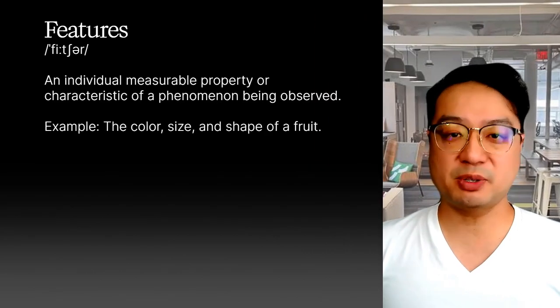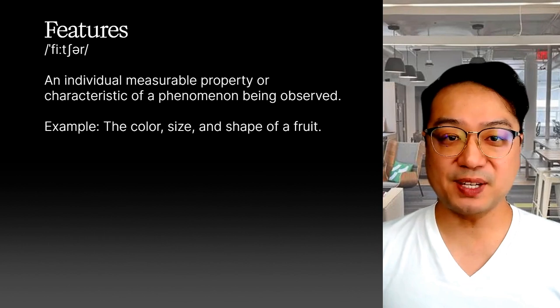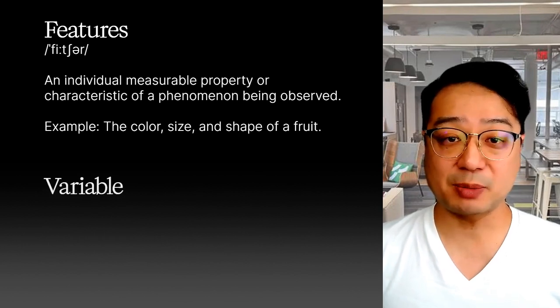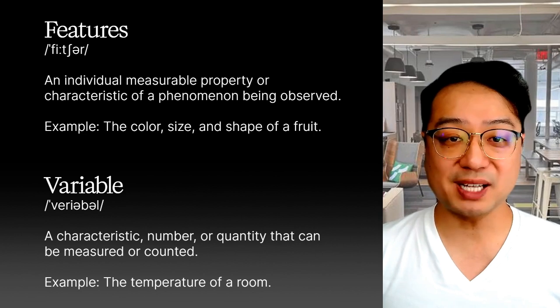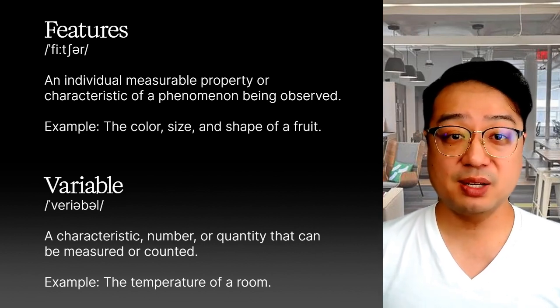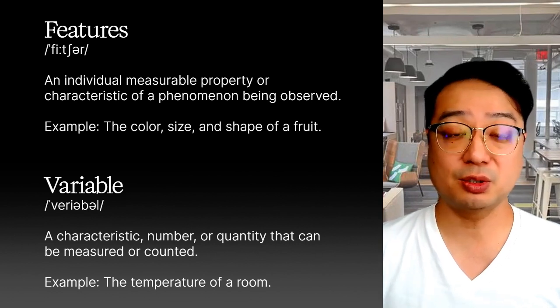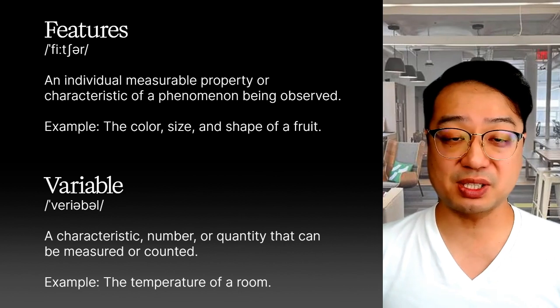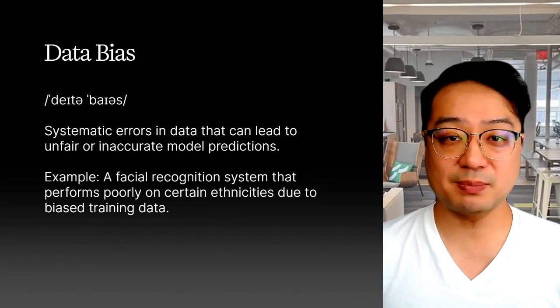First up, let's talk about features. In AI, a feature is a specific piece of information about the data that the model uses to make predictions. It's also known as a variable. Think of it like trying to predict the price of a house. Features could be things like the size of the house, the number of bedrooms, the location, and the age of the house.